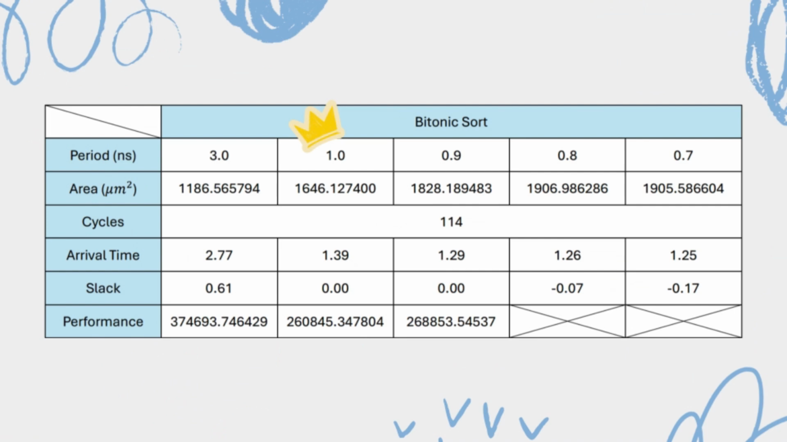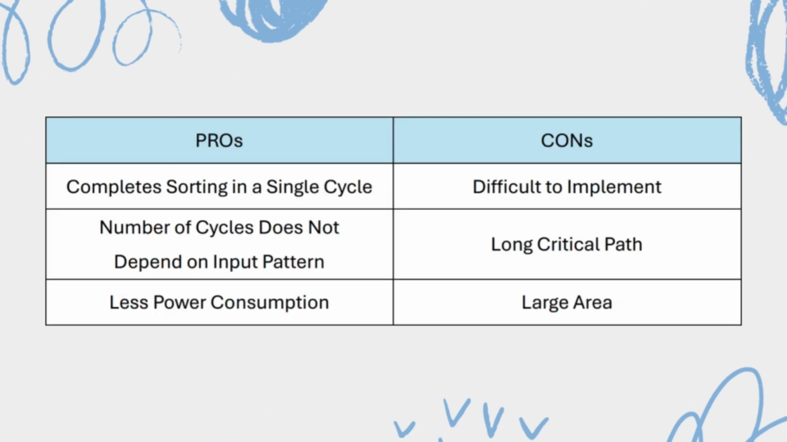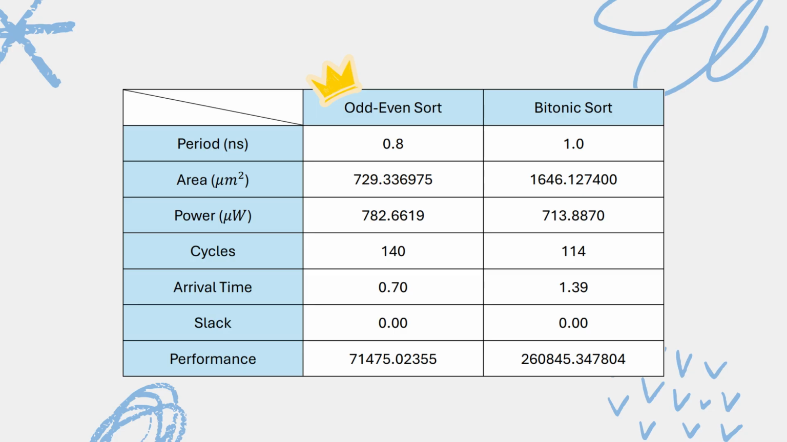We also observed that the best performance is achieved when the clock period is set to 1 nanosecond. However, although Bitonic sort requires fewer cycles, it also introduced a very large area and a long critical path, which hurts overall performance. So in the end, even though Bitonic sort is more predictable in timing, we choose odd even sort for our Huffman coding project because it offers much better area and delay efficiency.